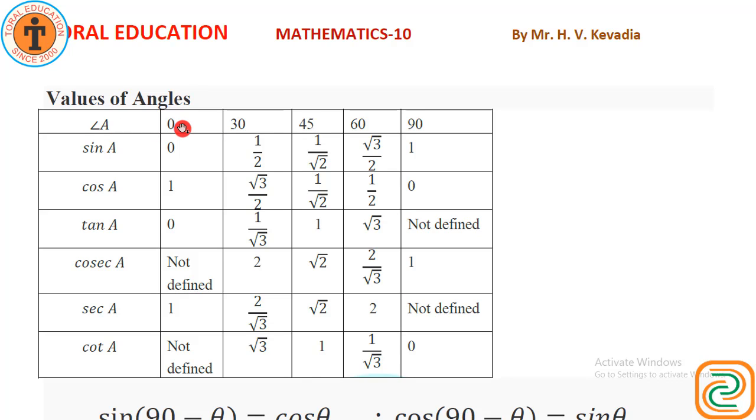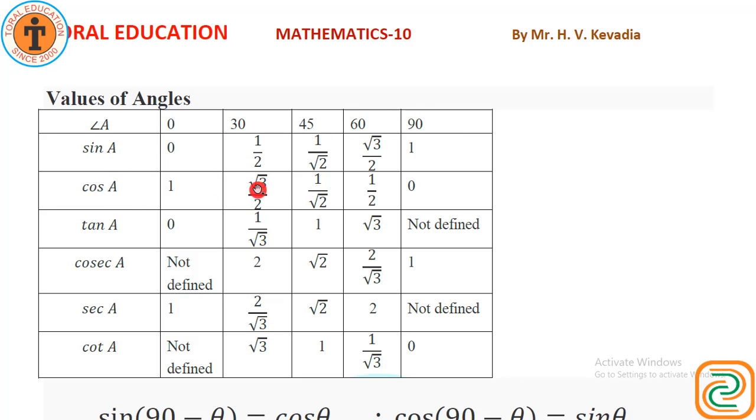If angle A is 0, then the value of sin A is 0. If angle A is 30 degrees, then sin A is 1 upon 2. That is, sin 30 equals 1 upon 2. Sin 45 equals 1 upon root 2, and sin 60 equals root 3 by 2, and sin 90 equals 1.